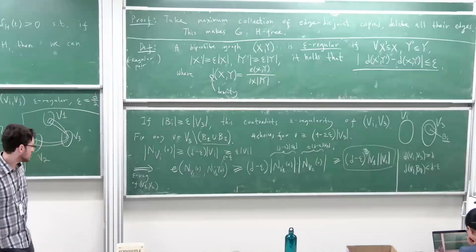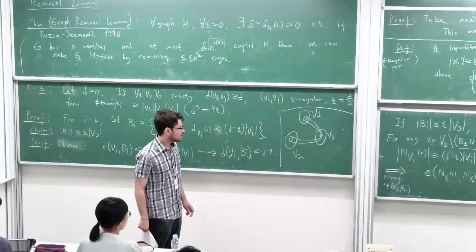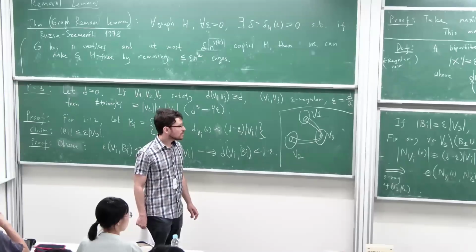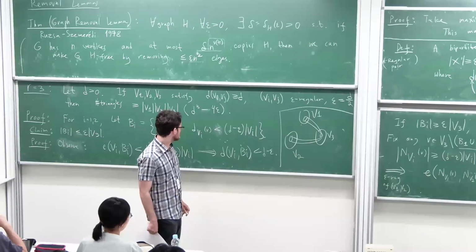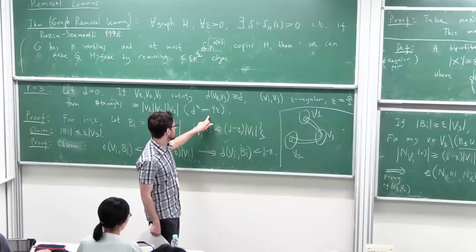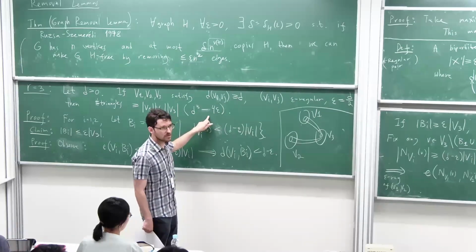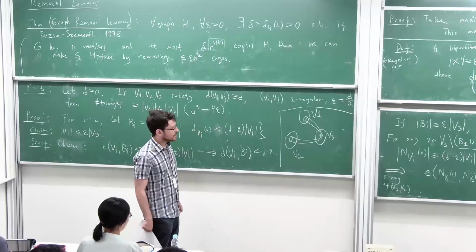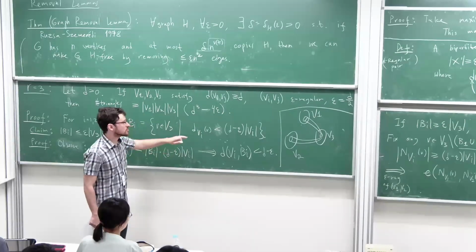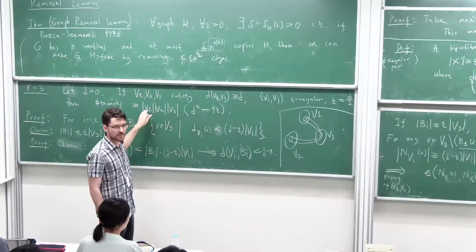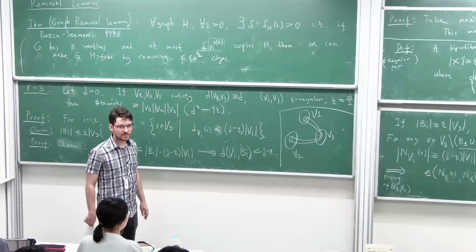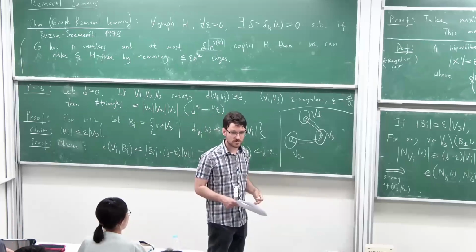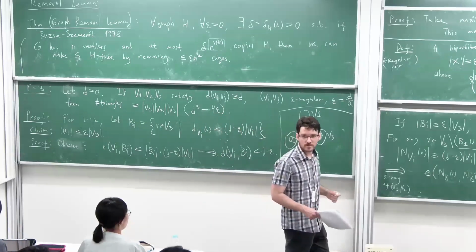Maybe we need epsilon to be sufficiently small. Yes, you're right. I mean, the statement is still true, even if it's less than zero. But you're right. To make this useful, we want to assume epsilon is small. Okay. One question?